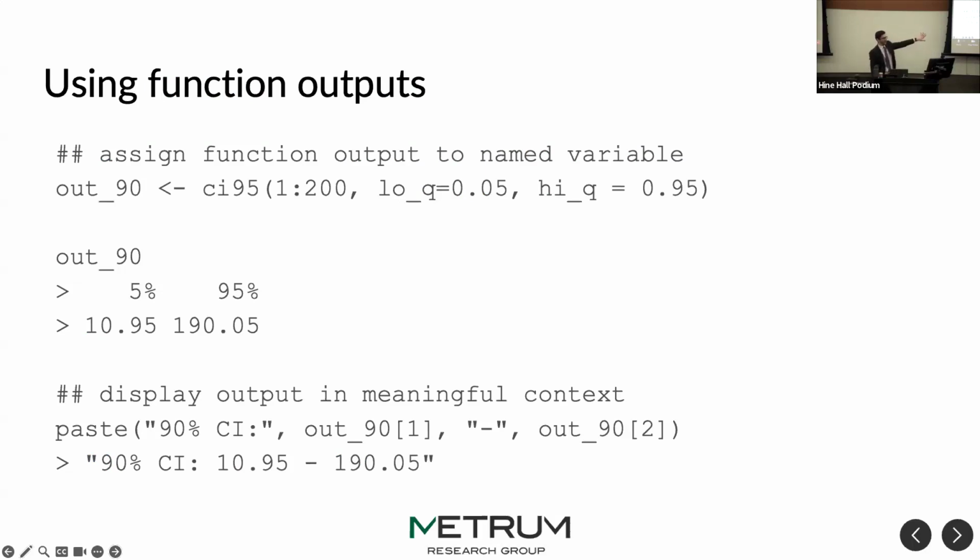You can also display your output in some sort of meaningful context. So using this paste that I mentioned in the last one, this is going to take your values and stick them together into one string. So we can see a label and we can add the dash, and that is a nice way of displaying your data. You could also do that within the function and pass it out as a string as well if you wanted to do that.